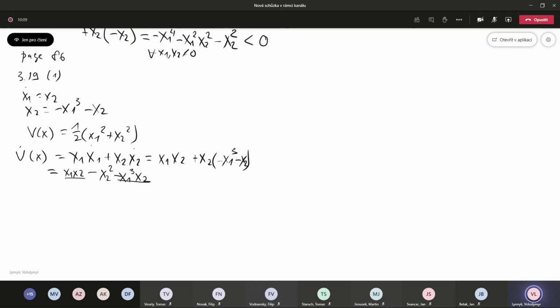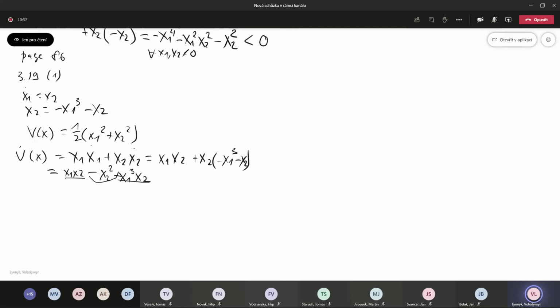Okay, we know that this term is negative if x is not equal to 0, but about the other terms we cannot say anything.